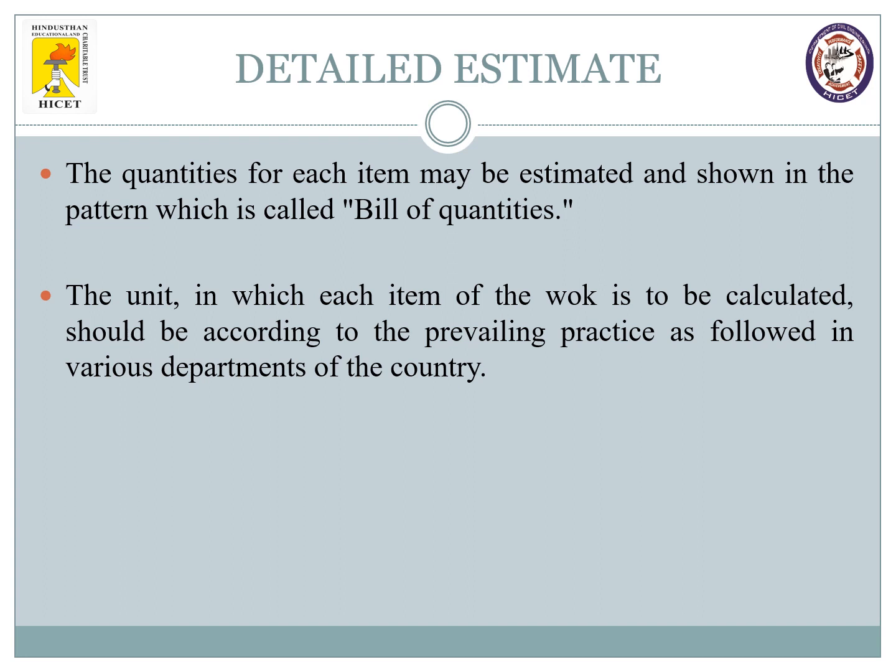The quantities for each item of work may be estimated and shown in a bill of quantities, which I will show in the upcoming slides. Each item of work should be calculated according to the prevailing practice followed in the various departments of the country. You cannot directly go and use a different kind of calculation for the bill of quantities or estimation for your project. You have to follow certain rules, and there are certain formats for it, which I will show in the upcoming slides.